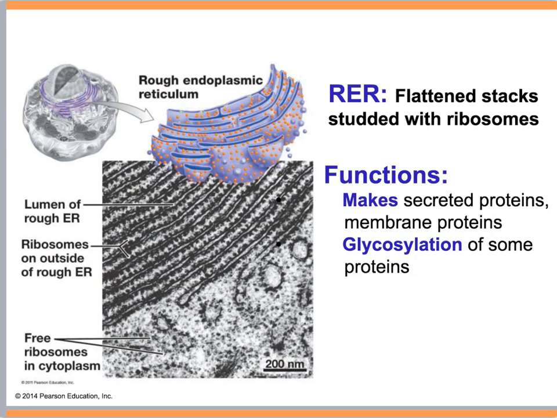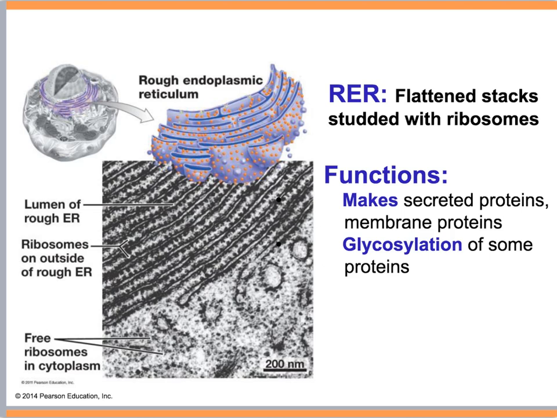The rough endoplasmic reticulum, and this is a beautiful image of one. You can see how extensive that studding of the ribosomes along the endoplasmic reticulum can look. These are flattened stacks of membranes, and again, their job is to create proteins that are going to be secreted from the cell, or membrane-bound proteins. They also have important enzymes or machinery that can add sugars to some of the proteins.